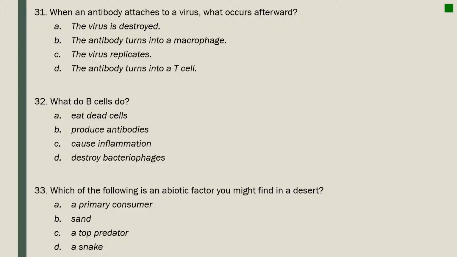33. Which of the following is an abiotic factor you might find in a desert? A. A primary consumer. B. Sand. C. A top predator. D. A snake.